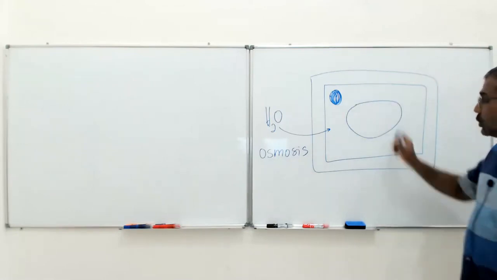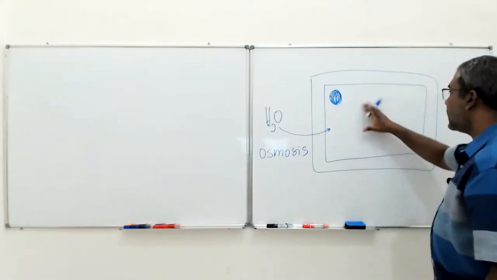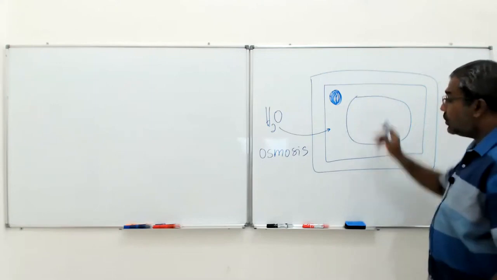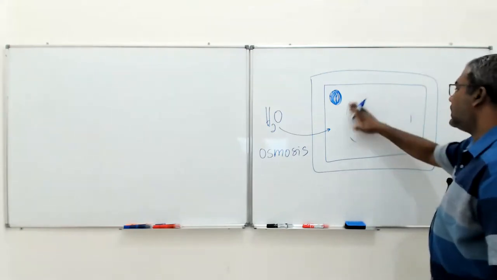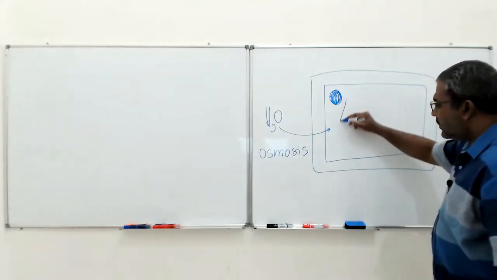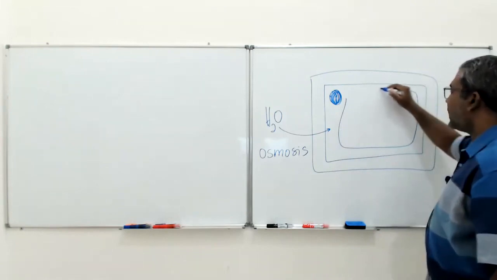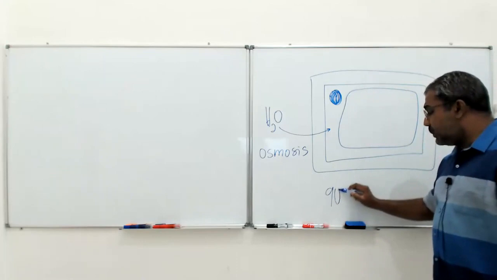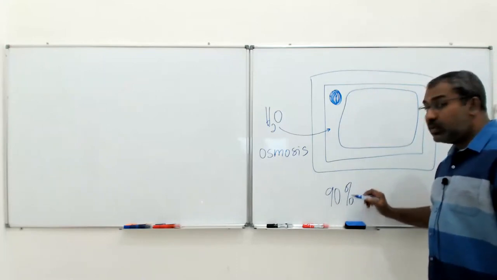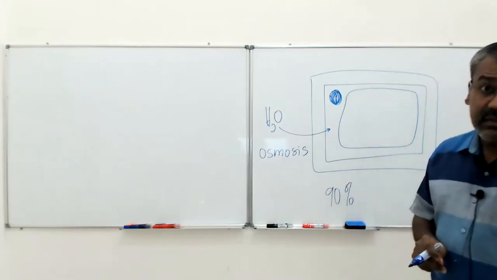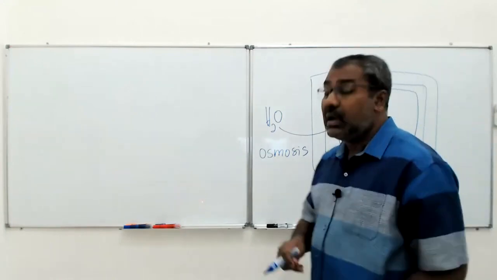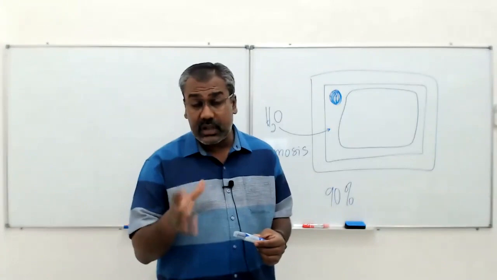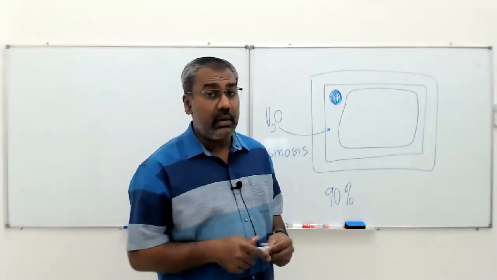Lagi banyak air masuk, lagi besar vacuole ni akan jadi. So the vacuole will expand until it occupies 90% of the cell's volume. 90% of the cell volume is occupied by the vacuole. So just imagine how big the vacuole can become.